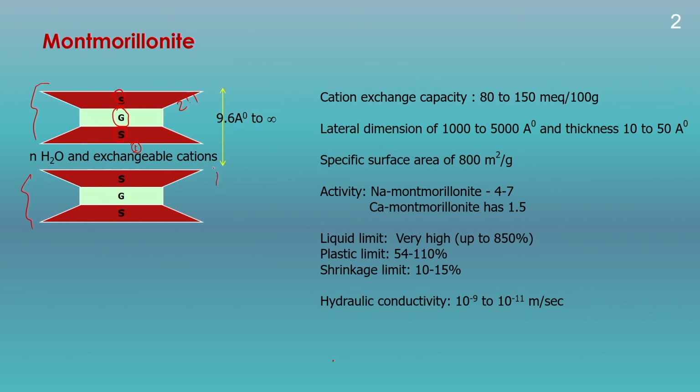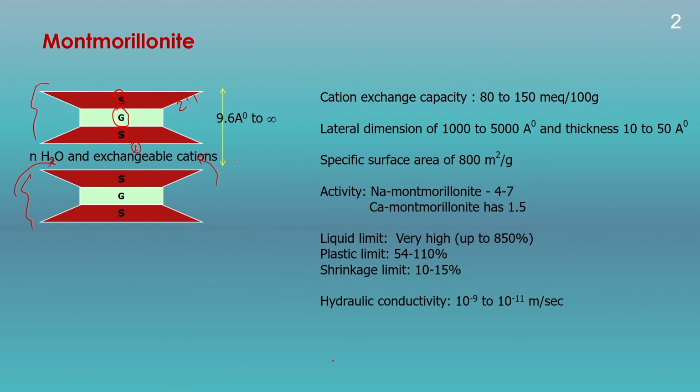Therefore, the water molecule can go inside. As the water molecules go inside the layer between the montmorillonite, there will be swelling of the soil, and when swelling occurs, the distance between the layers will increase from 9.6 angstrom to a large value. Therefore, the montmorillonite will exhibit a higher swelling capacity in comparison to the other minerals.